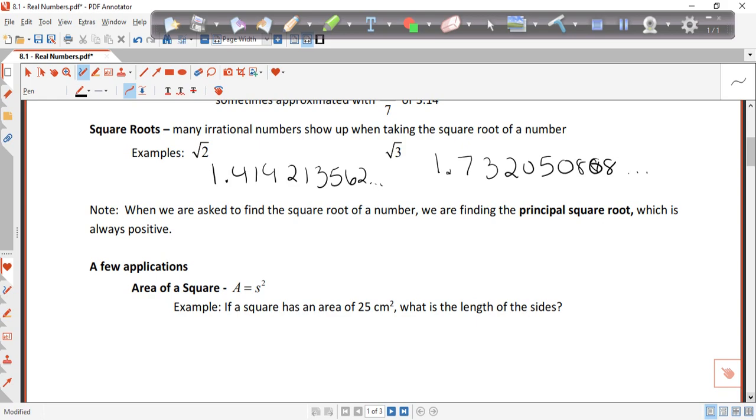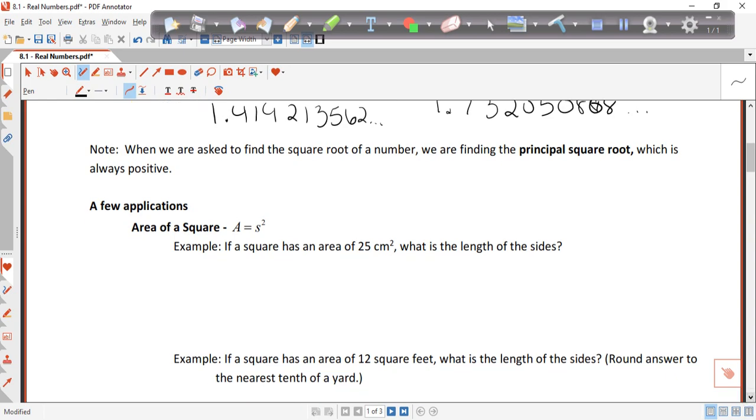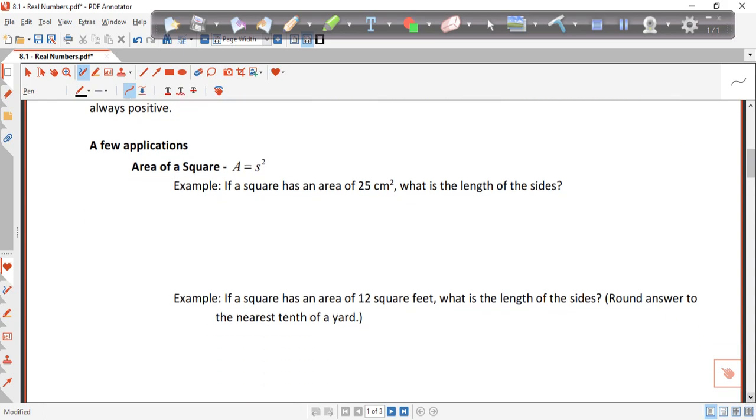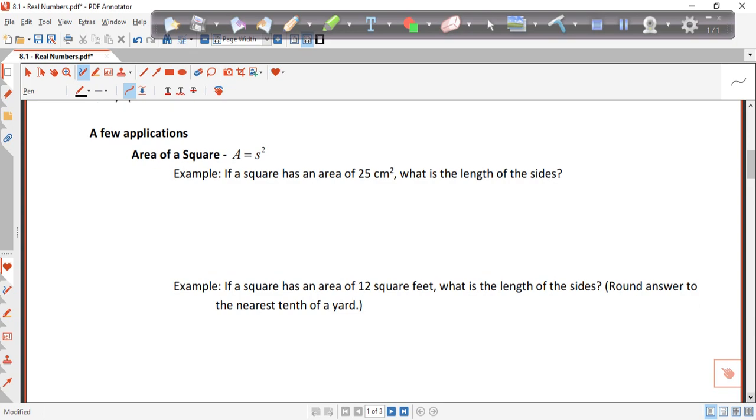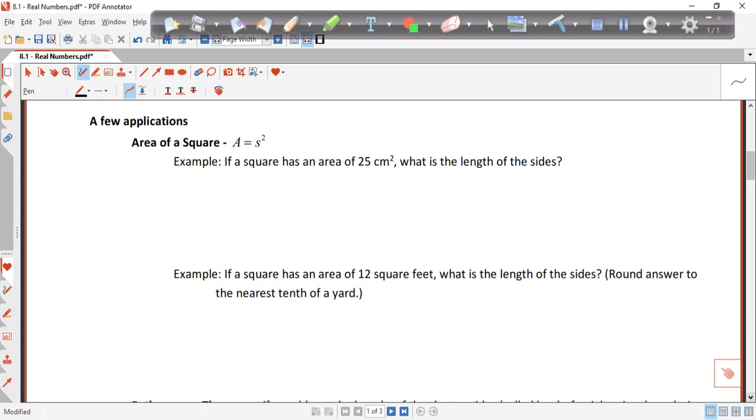So a few applications. When using square roots, sometimes we will get a rational answer and sometimes we will get an irrational answer. So I want you to see the difference between the two. For the area of a square, that formula is A equals side squared. If a square has an area of 25 square centimeters, what is the length of the sides?